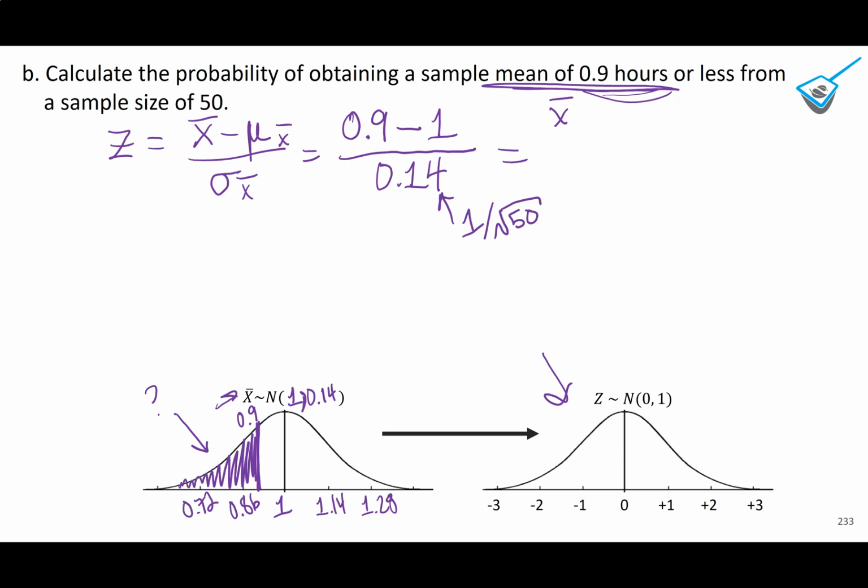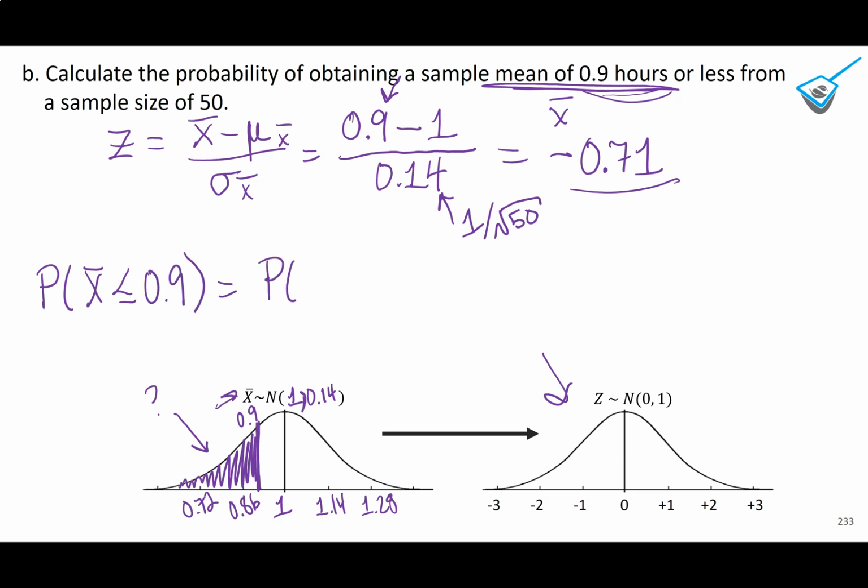So here, I get a negative value because what we observed was less than the average. So I get negative 0.71, roughly. With z-statistics, we almost never round them more than 2 places past the decimal if we plan to use a z-table, because the z-table only goes to 2 places past the decimal in general. So if I want to know the probability that I take a sample of 50 and see 0.9 hours or less, that's going to be equal to the probability that on the z distribution, that standard normal distribution, I see less than or equal to negative 0.71.